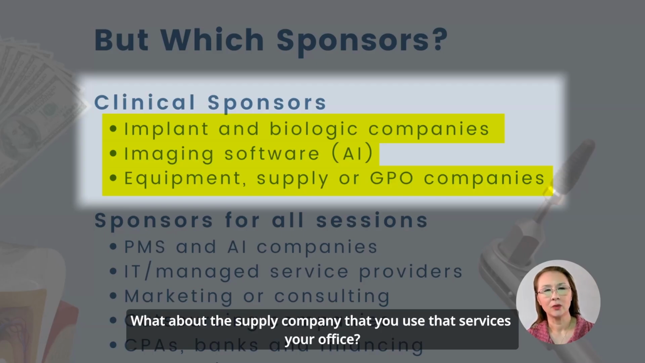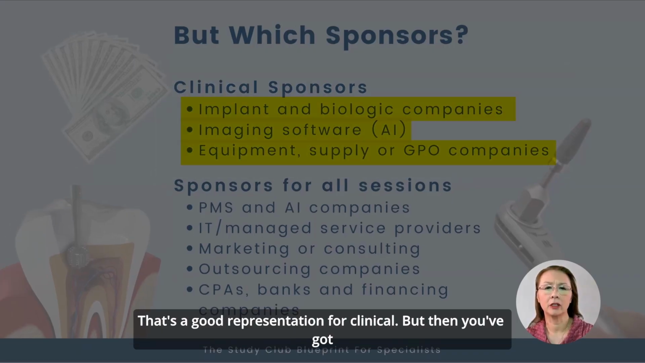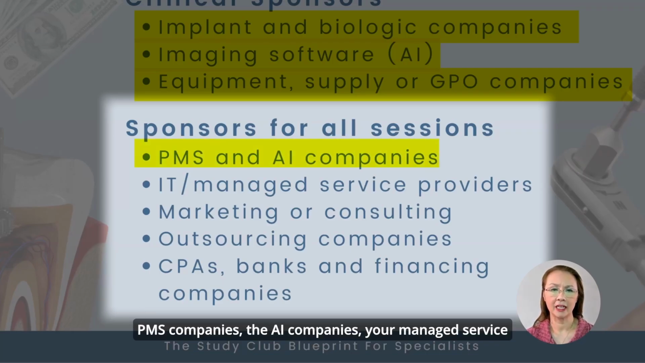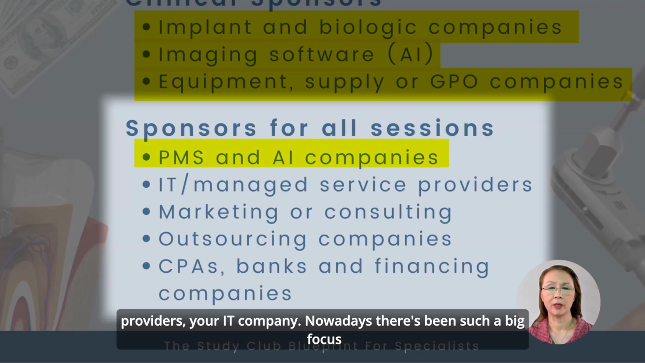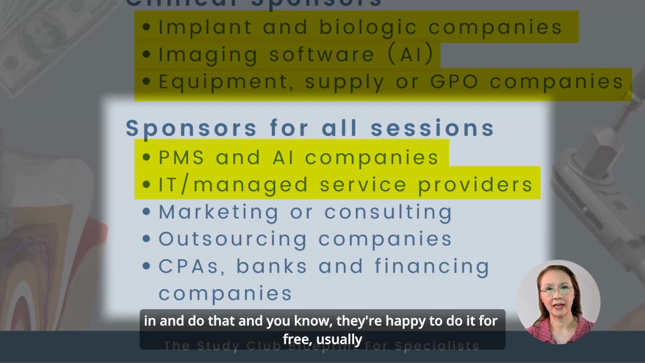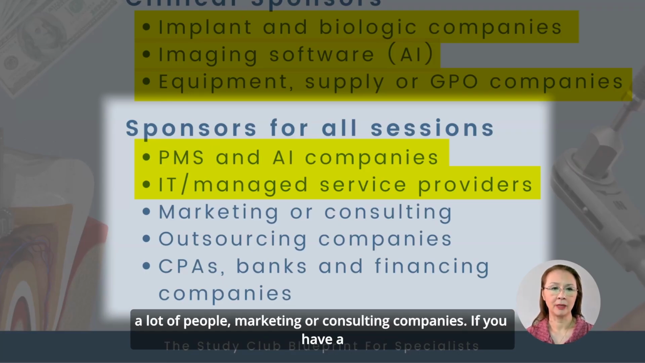So look around. What about the supply company that you use that services your office? That's a good representation for clinical, but then you've got sponsors for all of it, clinical and admin. You've got, like I said, the PMS companies, the AI companies, your managed service providers, your IT company. Nowadays, there's been such a big focus on cybersecurity and HIPAA. A lot of times they will come in and do that. And they're happy to do it for free, usually the managed service providers, because what they're going to do is get in front of a lot of people.